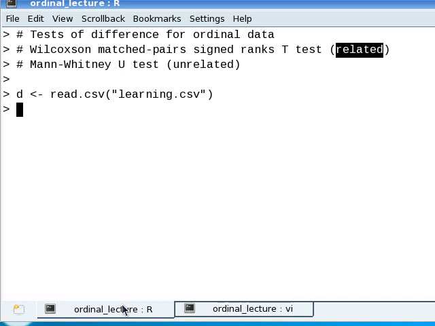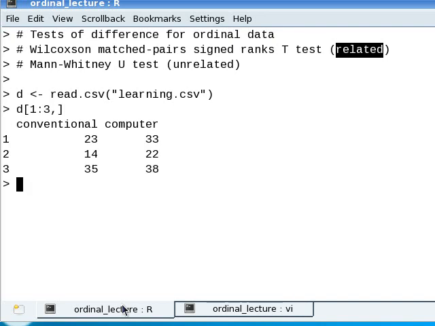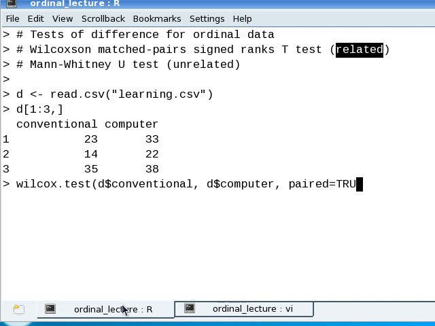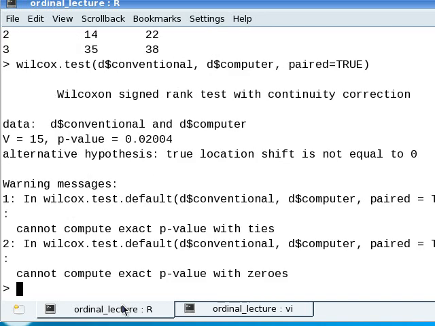And let's just check the first three rows to see that we have it correct. And sure enough, we do. And then all you need to say is Wilcox test, and then column one, which is the conventional, compared to the computer, and these are paired, so we say paired equals true, and we get our probability value of 0.02, and the value of the statistic is 15.